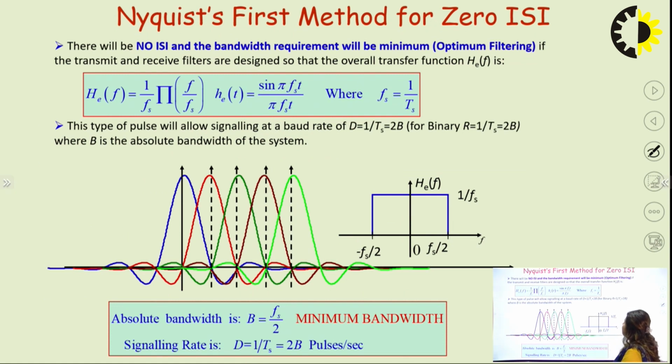So for Nyquist's first method for 0 ISI, we have a filter H(f), which we have already discussed, that is sin(pi Fs t) upon pi Fs t, where Fs is equivalent to 1 upon Ts. There will be no ISI and the bandwidth requirement will be minimum, that is optimum filtering, if the transmit and receive filters are designed so that the overall transfer function becomes a rect function of f upon Fs. So with this figure we have an absolute bandwidth equivalent to Fs by 2, which is the minimum bandwidth, and the signaling rate D is equivalent to 1 upon Ts, which is equivalent to 2 TB pulses.